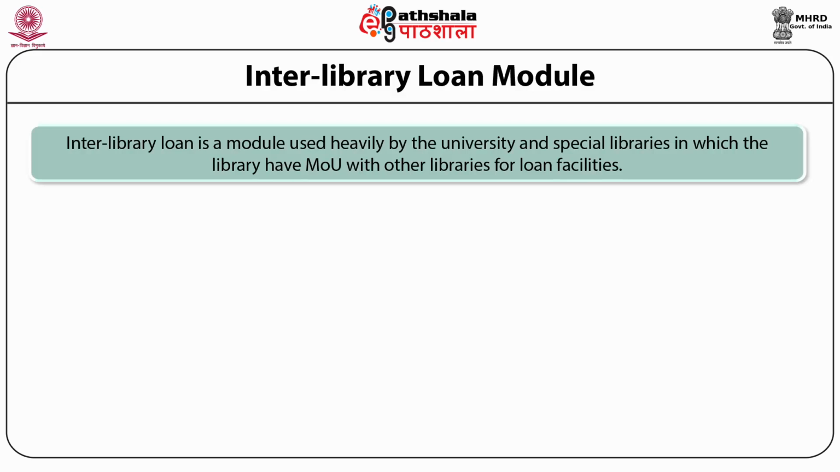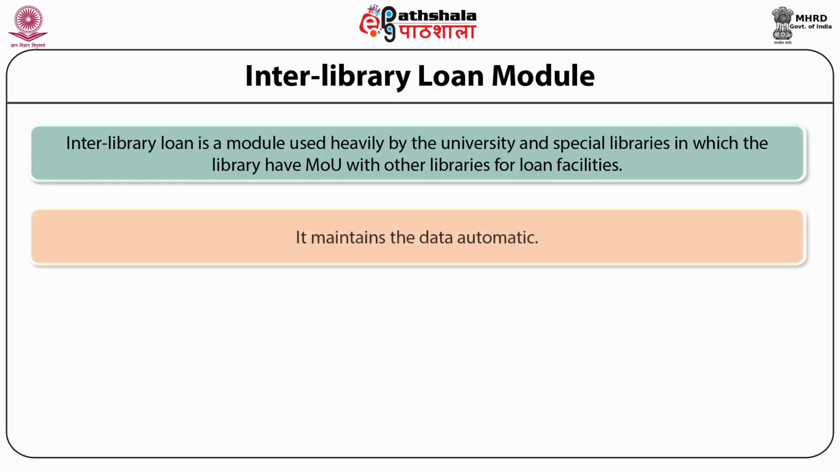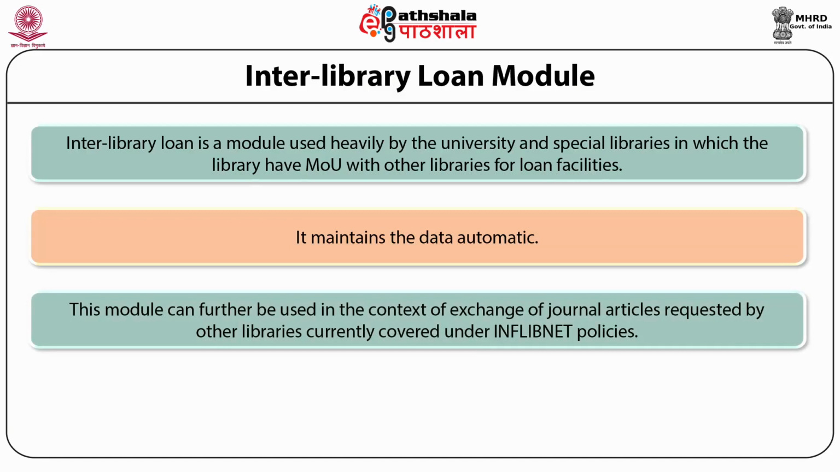So in that case, through a memorandum of understanding, libraries partner with neighboring libraries and libraries from other states and other nations also. In that way, if the book is available in other libraries, we can lend the book for a specific period of time. For these activities, the interlibrary loan module helps. It also maintains the data automatically. This module can further be used in the context of exchange of journal articles requested by other libraries.